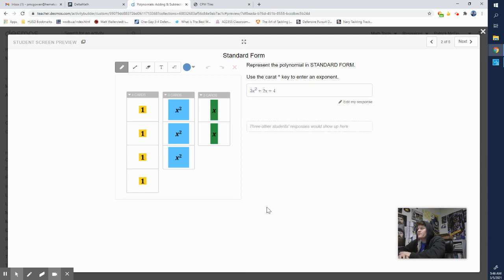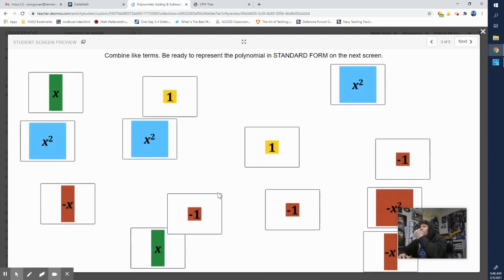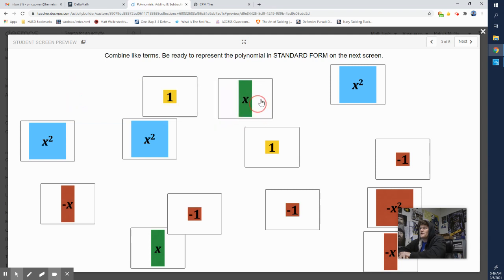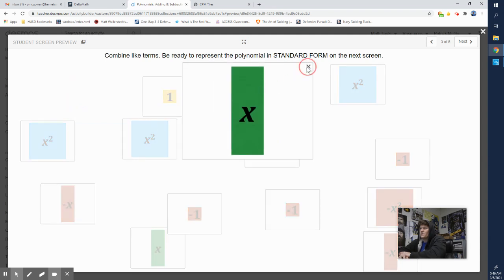You see where that's coming from, guys? My x squares, I combine them together. That makes a positive 3. My x's are next. I have 2 of them, so that makes a positive 2x. My constants, I have 4 of them, so that makes a positive 4. Now, if we throw negatives into the mix, just like what we saw with those tiles before, it's okay. It's not that big of a difference.